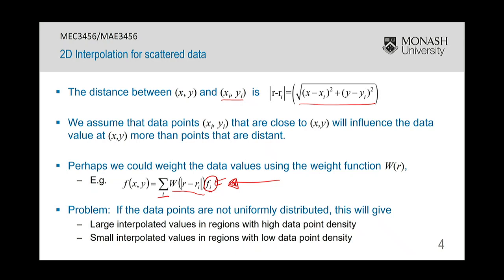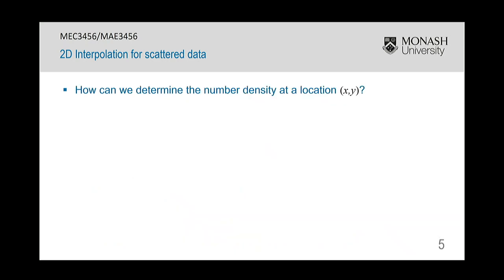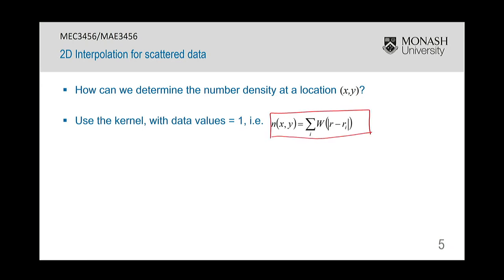So how do we overcome this problem? Well, the question is, how can we determine the number density at a location? How do we know whether there's a lot of points contributing or only a few points contributing? There's quite a simple way to do that. We can use our kernel, our weighting function, with data values equal to 1. In other words, we calculate the number density using this formula here. So n is just equal to the sum of our weighting function based on the distance between x, y, and each of the points individually. This tells us whether there's a lot of points nearby or only a few points nearby.